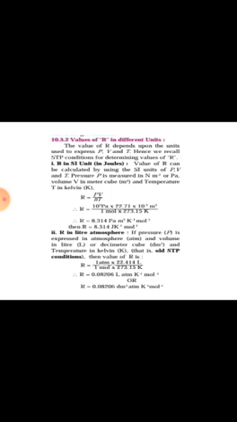R is equal to PV upon nT. By substituting all the values, you will get the value of R as 8.314 joule per Kelvin per mole. Now we will find R in liter atmosphere.